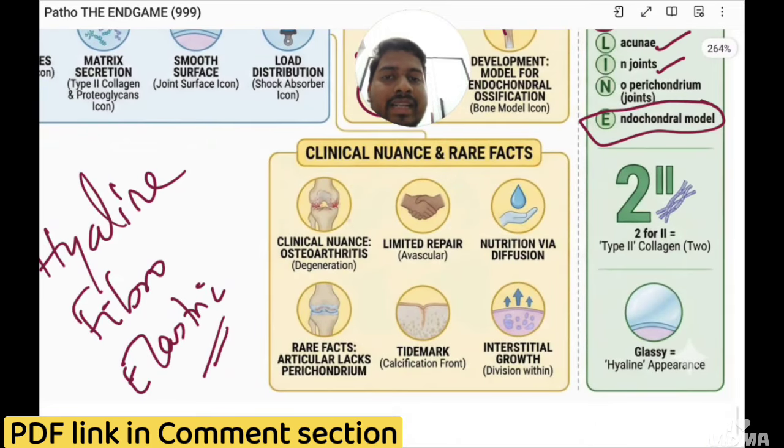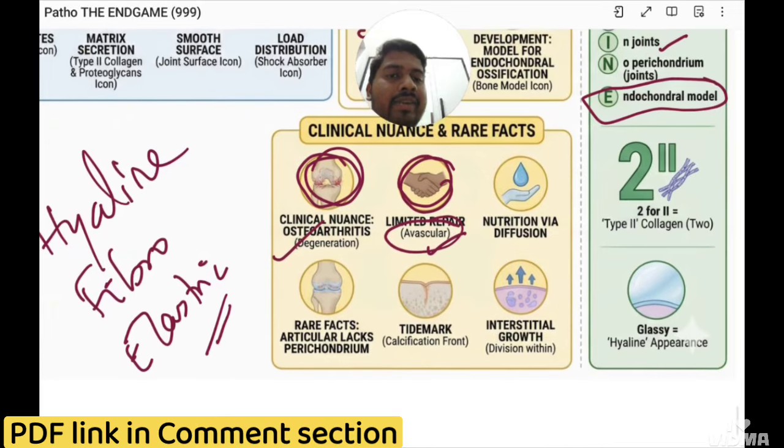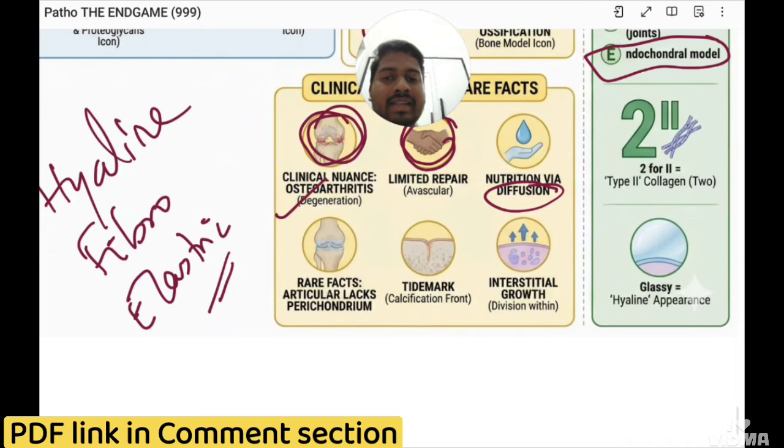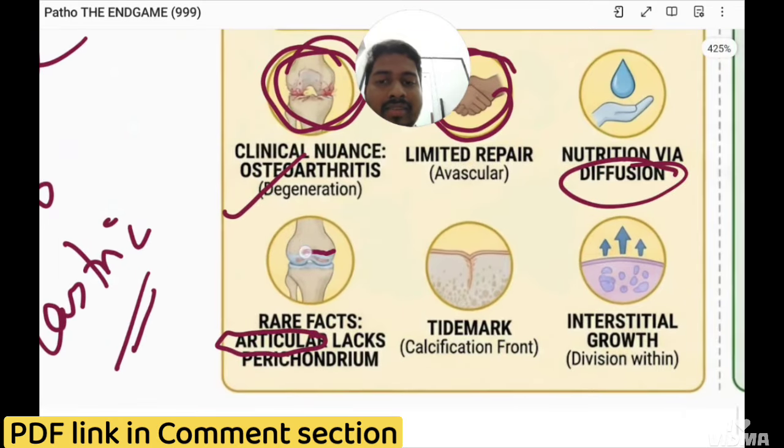So degradation of this hyaline cartilage, especially articular cartilage, you'll see in osteoarthritis, and there's limited repair for this because it is avascular. Okay, that's why. And nutrition: if you ask me, if there is no blood supply, then how does nutrition happen? It is via diffusion. And very important, this articular cartilage has no perichondrium.